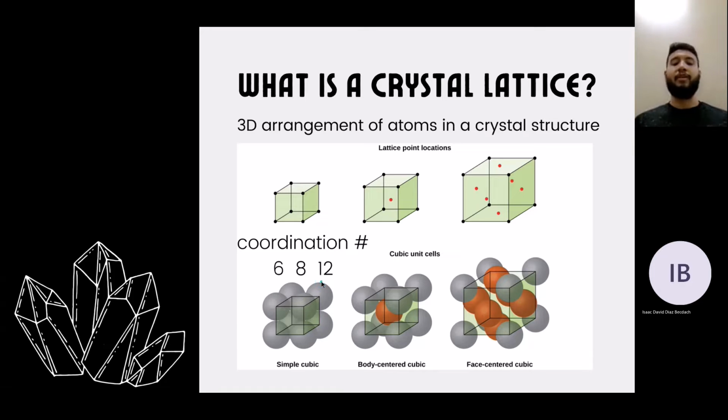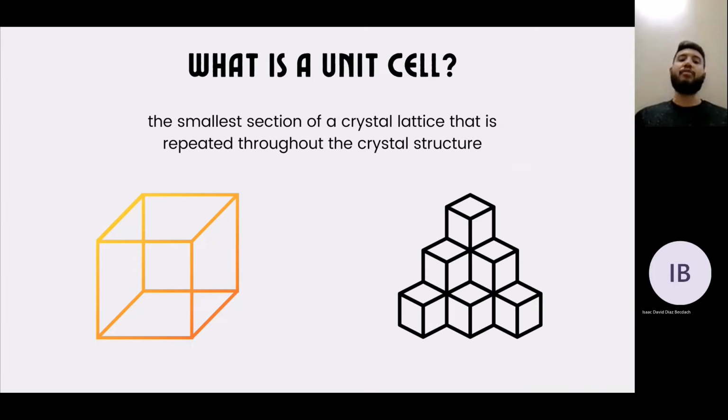So this relationship is done in a small volume that allows us to predict the material properties, and this small volume is called a unit cell. It's the smallest section of a crystal lattice that is repeated through the crystal structure, and you can think of it as a monomer in a polymer. So basically, if we are able to analyze the structure of a material in this small-scale volume, then we can predict the property of the material throughout the whole body of the polymer.